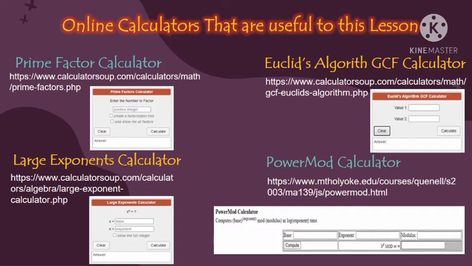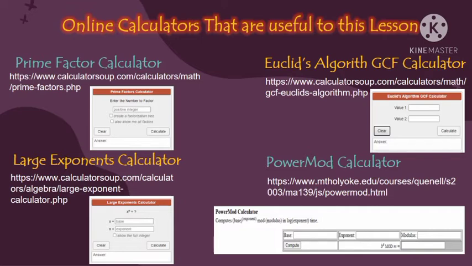The large exponents calculator is intended for large exponents like thousands, hundreds, and so on. It will easily be computed by inputting the value of x, which is the base, and the value of n, which is the exponent, and then click calculate, and it will give you the answer. For Euclid's algorithm GCF calculator, you just input two values, the first value and the second value, to get the GCF, or the greatest common factor, of the two values. Then click calculate and it will give you the answer easily.